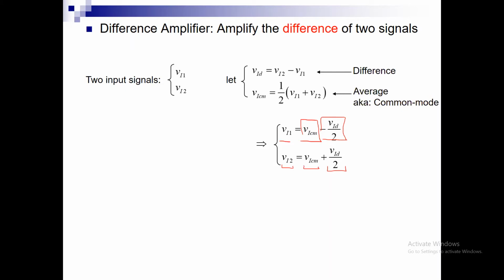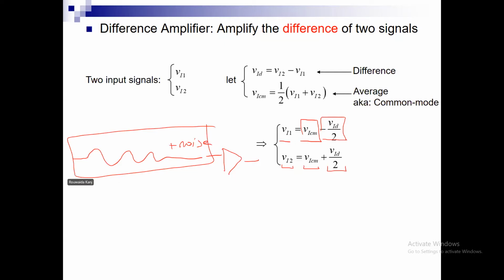The reason we do that is that sometimes if I send just a signal, and I add noise to it and I receive it and amplify it, I will be amplifying the noise too. But now what happens if I send my signal as a V common mode minus Vd over 2, and I send the other as a V common mode plus Vd over 2? Let us say that these were opposite, sorry, I drew it in the opposite way.